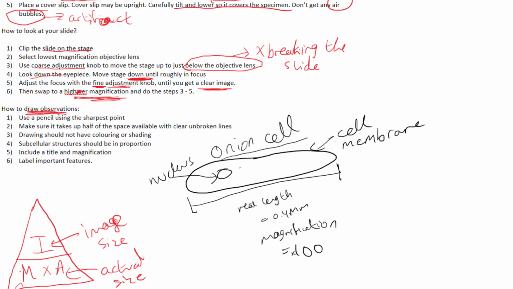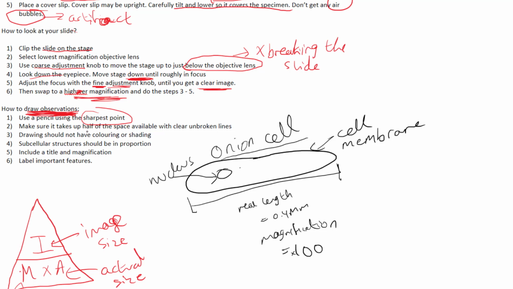Okay, this came up for my A-level exams, so it could come up for your GCSEs as well. So do learn this, all right? What are the important points of drawing observation? The first thing is using a pencil, and make sure you use the sharpest point. I know these are very common sense points, but it comes up in your exams, so you best know it.